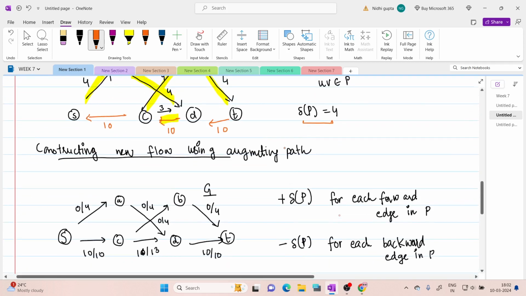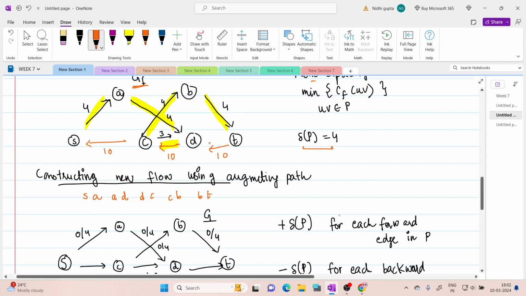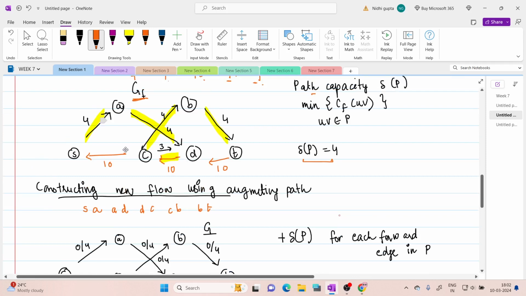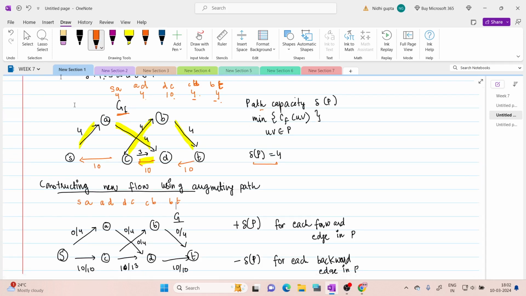So how do we do it? This was the original flow. Now the augmenting path was SA, AD, DC, CB, BT. This is my augmenting path in GF. This has weight 4, AD has weight 4, DC has weight 10, CB has 4 and BT is 4.